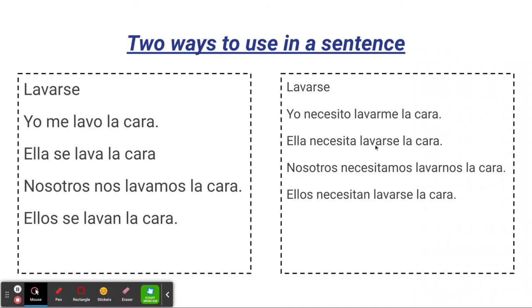Ella necesita lavarse la cara. Nosotros necesitamos lavarnos la cara. You see that nos attached to lavar. Ellos necesitan lavarse la cara. You see the se attached to lavar. Okay?